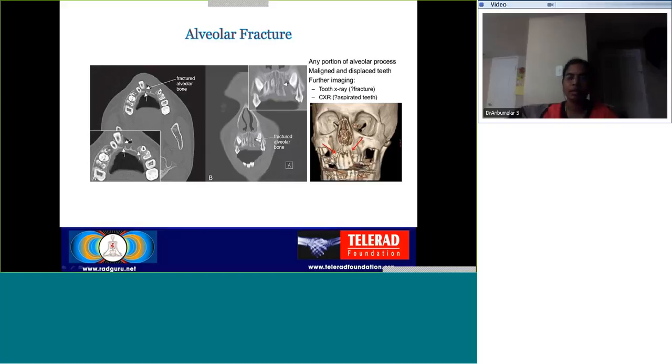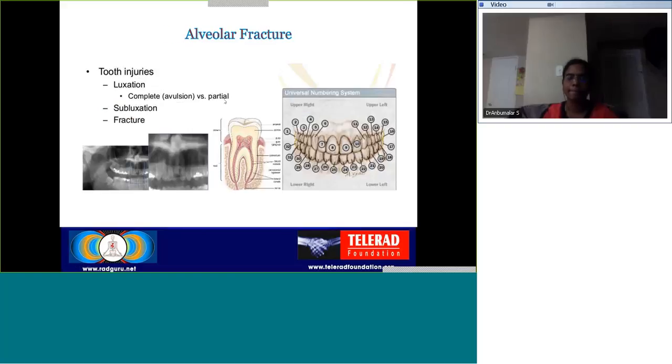Here is an example of alveolar bone injury with tooth subluxation from the alveolar socket. The numbering system goes according to the American Dental Association: numbers 1 to 16 in the maxilla and 17 to 32 in the mandible. The root of the tooth is in the alveolar socket, and the crown is above it. The tooth injuries may be dislocation, complete or partial avulsion from the alveolar socket, subluxation, or fracture.